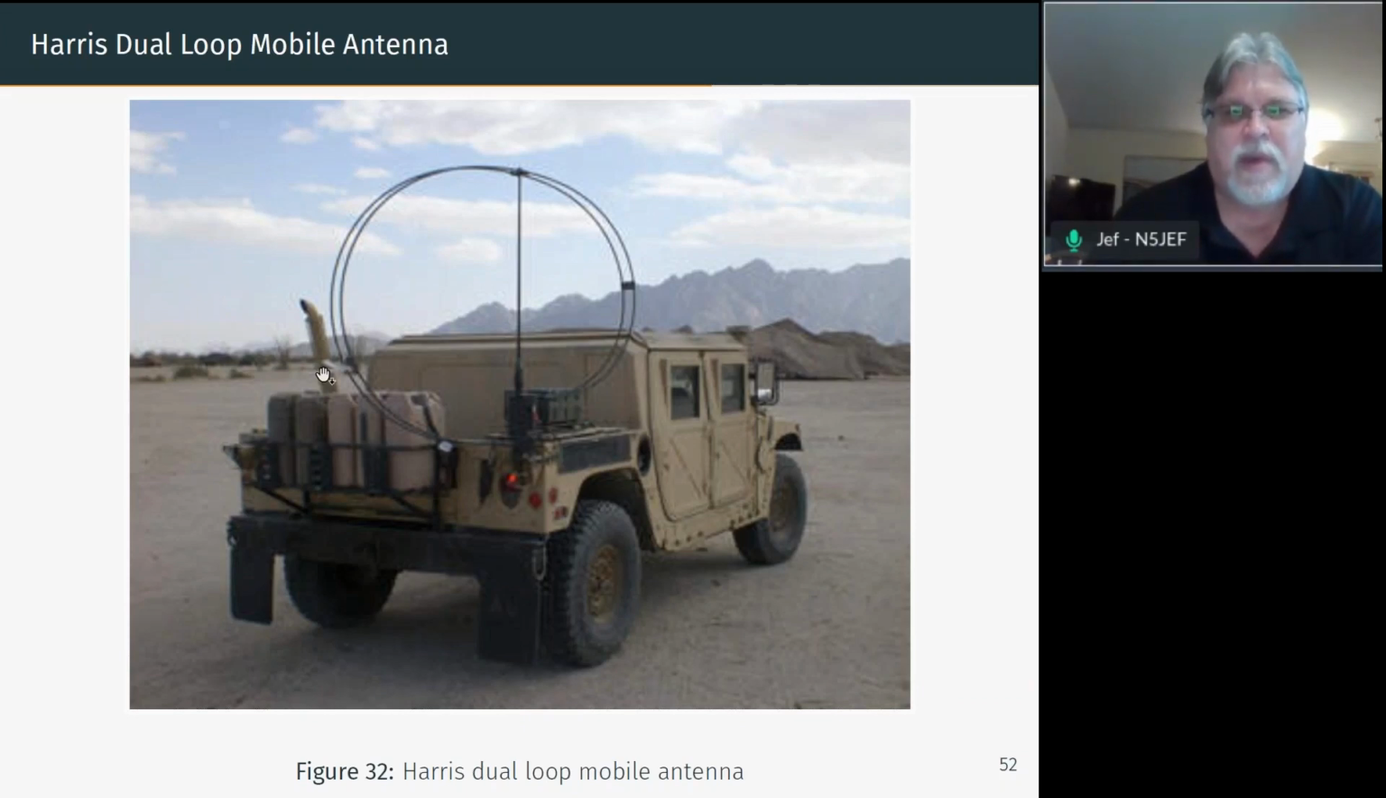So here's something fairly modern. This is a Harris dual loop, and it works very well. It has very narrow bandwidth, but it has high efficiency. It's actually a magnetic loop antenna. The reason they use two loops is to increase the bandwidth, and so they can do some high-speed data. Don't see those on the market, but obviously they've got it on that Humvee.